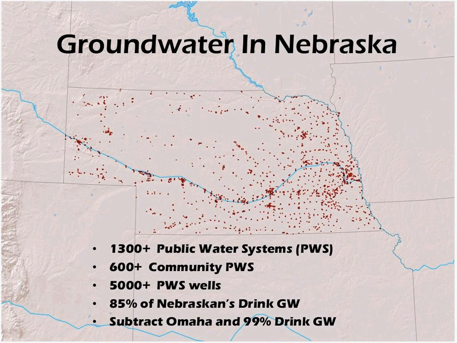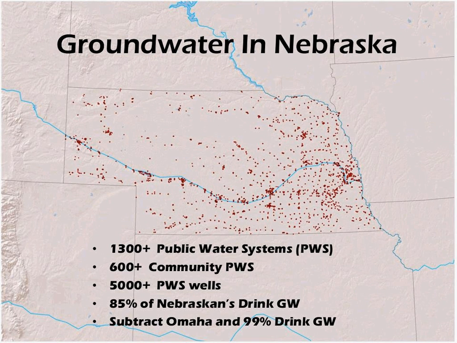So let's get started with a few quick stats. Over 85% of Nebraskans drink groundwater, and if we get rid of the residents in northern Omaha, approximately 99% of us drink groundwater. There are over 1,300 public water systems in the state of Nebraska.